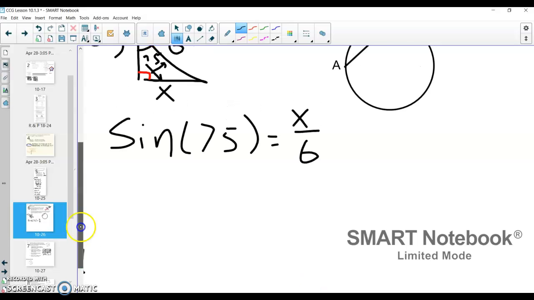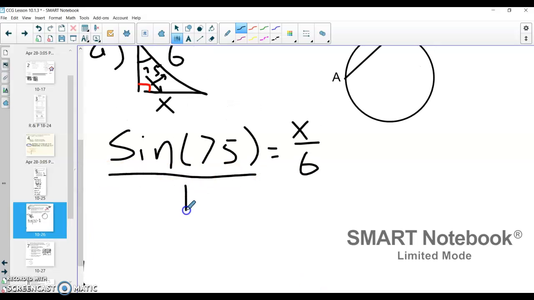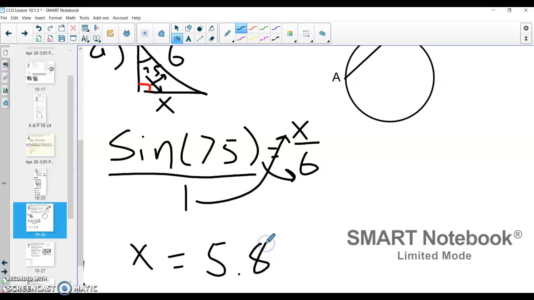And then trigonometry from here, I'm going to put the sine of 75 over 1 and cross multiply. 1 times x equals x, and 6 times the sine of 75 I need my calculator for. So 6 times the regular sine of 75 equals 5.8 if I round it.